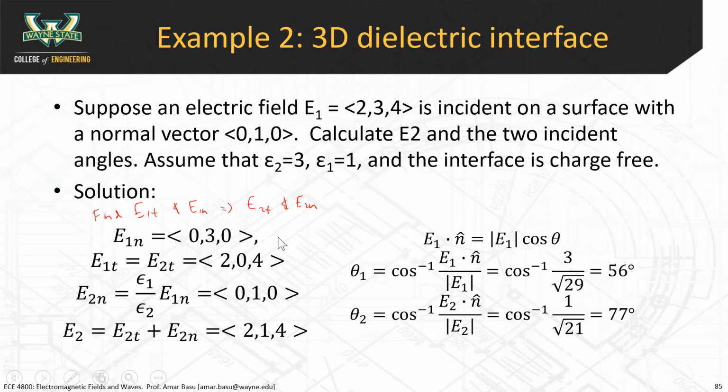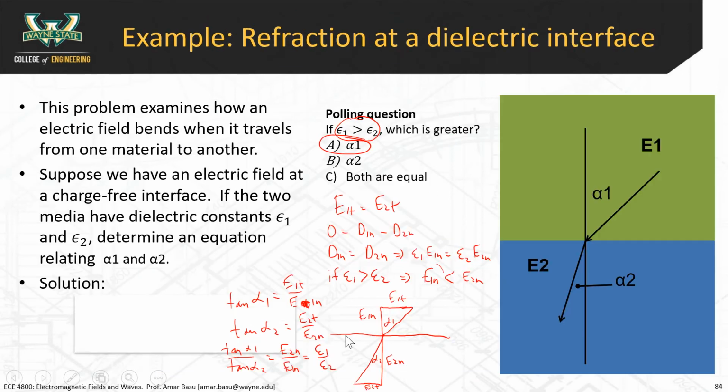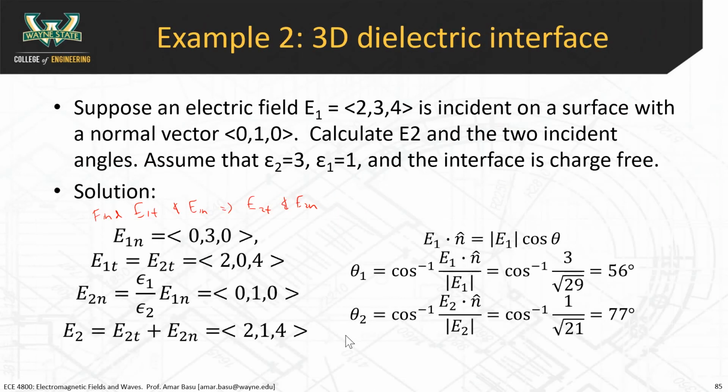I'm not going into the details of it in the interest of time, but I just want to give you the overview on how to do it, because you already know that if you want to find the component of E1 on the normal vector, you take the dot product here. So I'm using these tangential and normal component methods in order to do that. So I find the normal component of E1, and then I find the tangential component of E1.